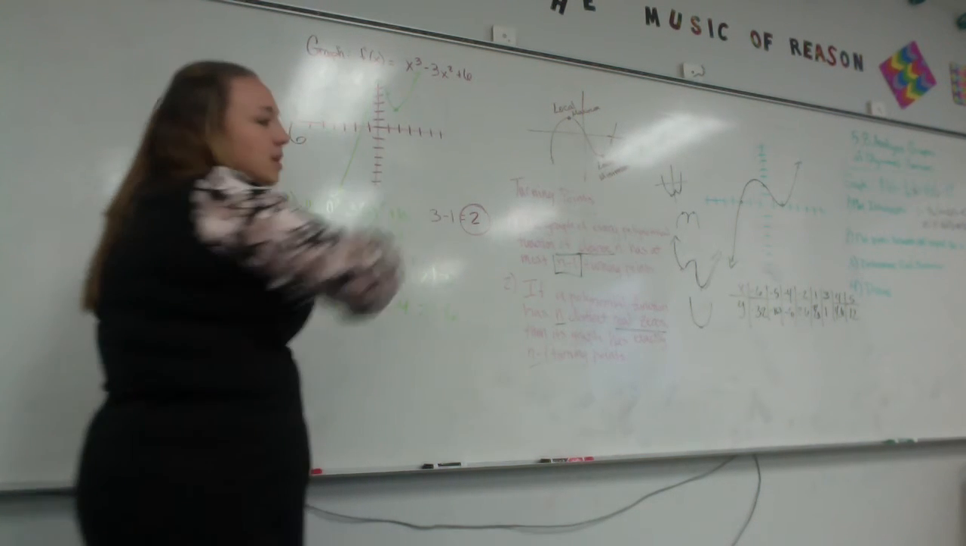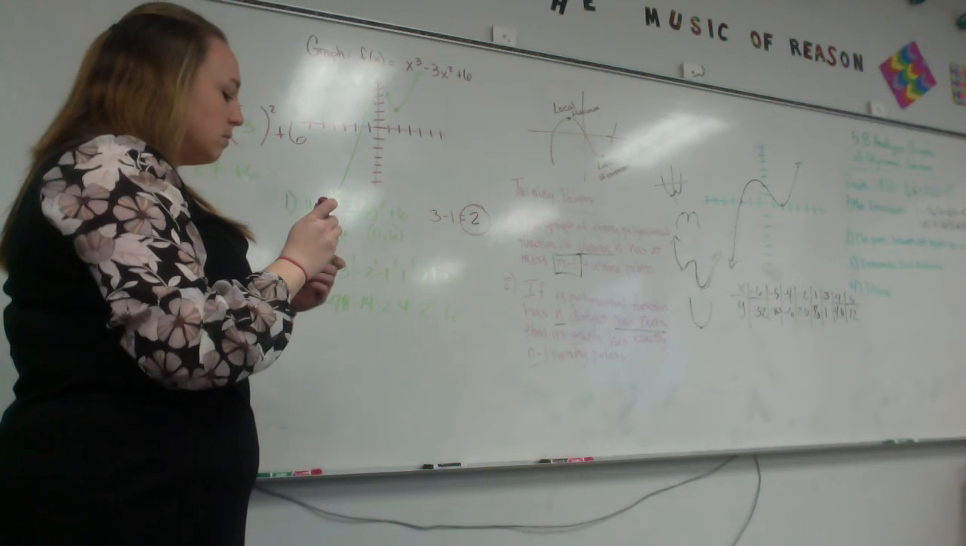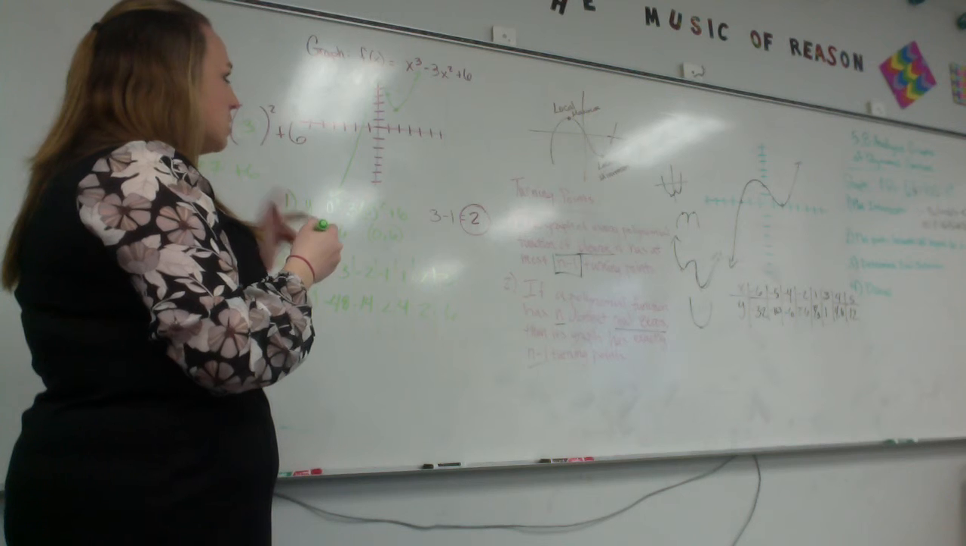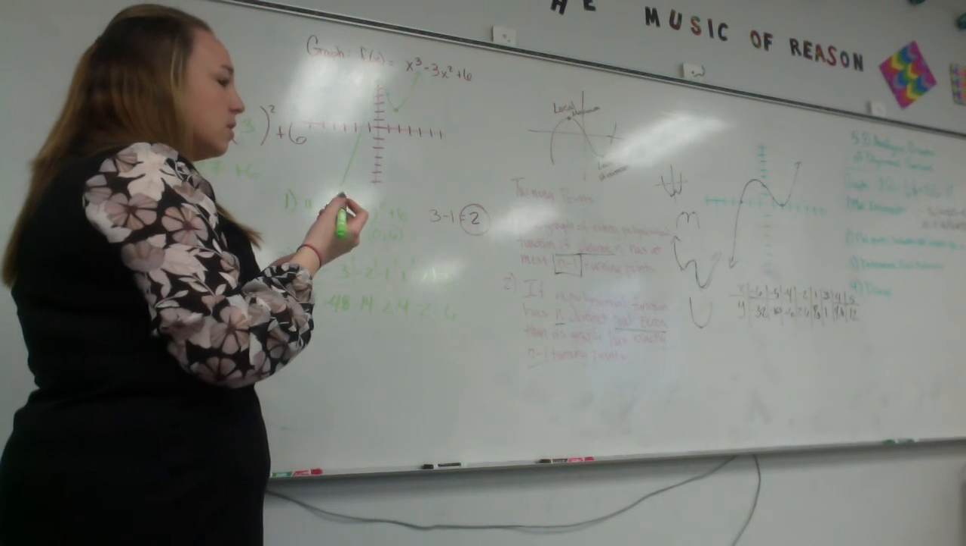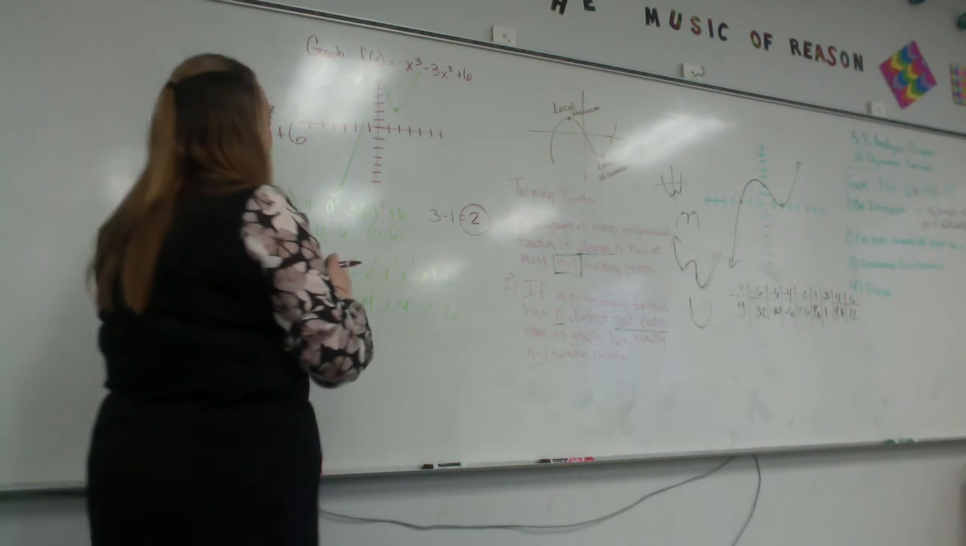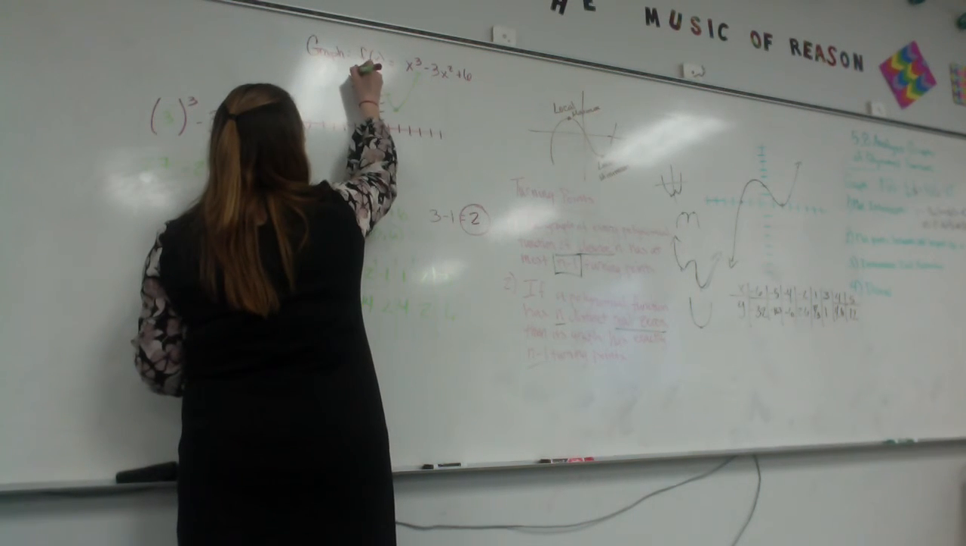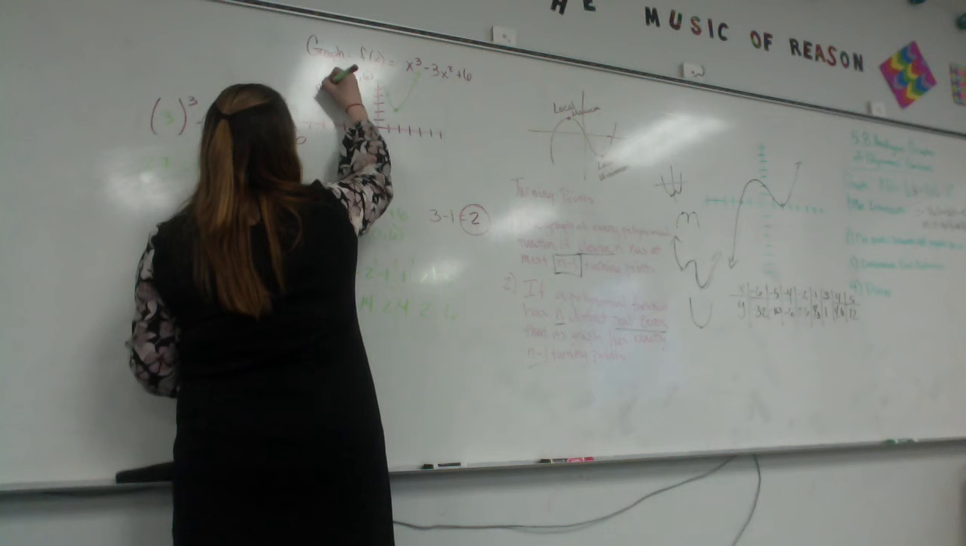So which one's my maximum and which one's my minimum? The furthest point at the top. Okay, so what point is that? That's labeled, so you should be able to tell me. 0, 6. I think that's 6. It is. 0, 6 is my maximum.